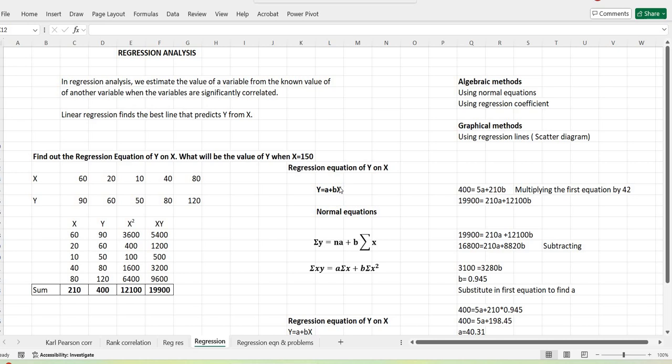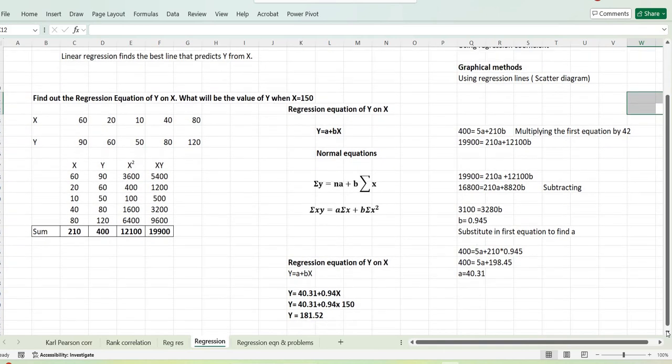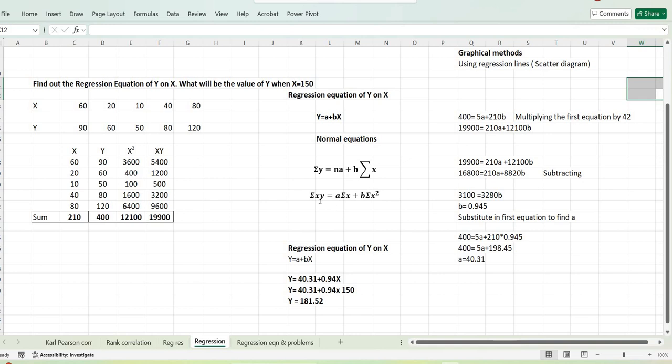Now, for a given value of x, if we have to find out the value of y, we should know the values of a and b. b is the slope, a is the y-intercept. So to find these, we have two normal equations which we have to solve, given by the formula: sigma y is equal to na plus b sigma x, and sigma xy is equal to a sigma x plus b sigma x square, where n is the sample size.